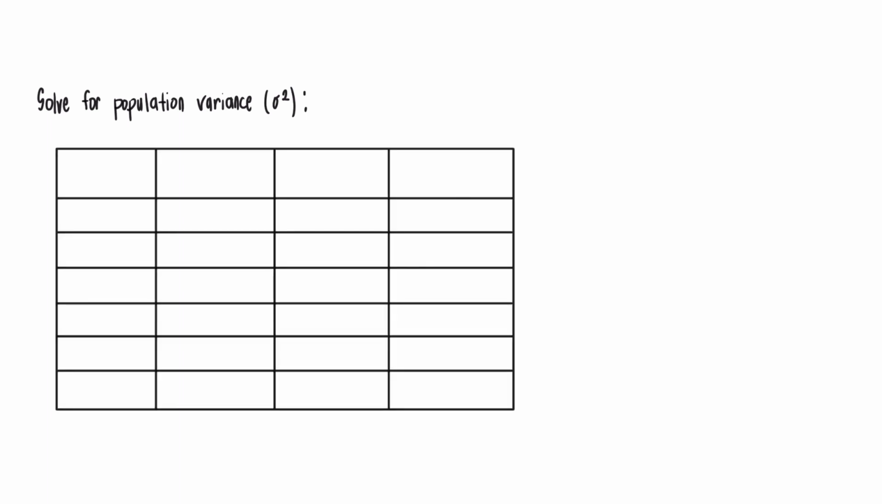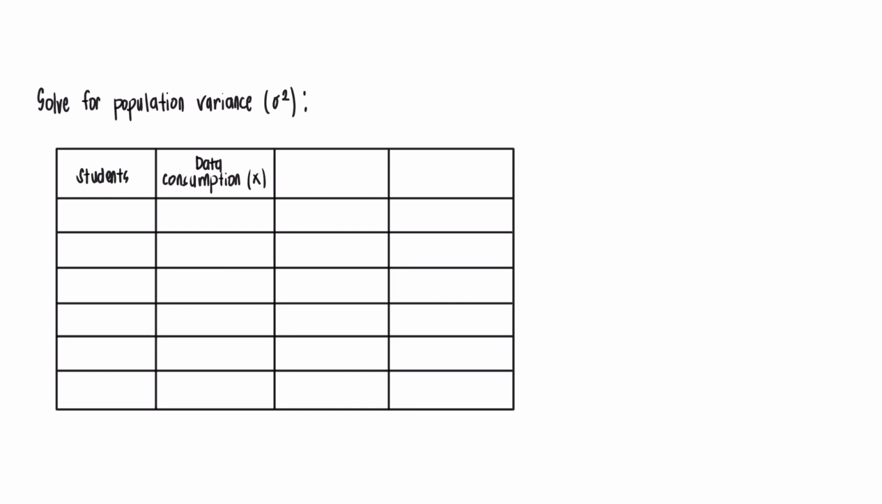Let's continue answering the first question. We have to solve for the population variance. This table will help us to easily solve the population variance. The first column represents the students. The second column represents the data consumptions of the students.